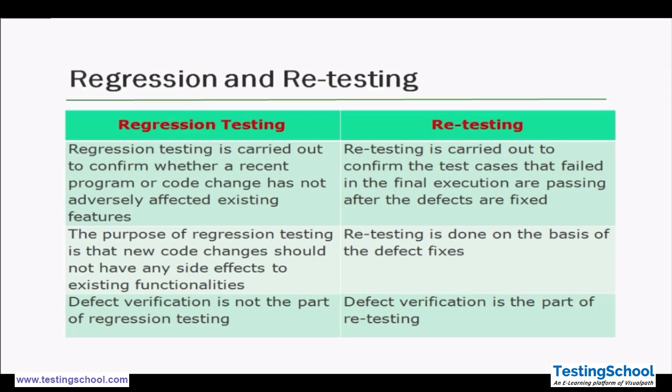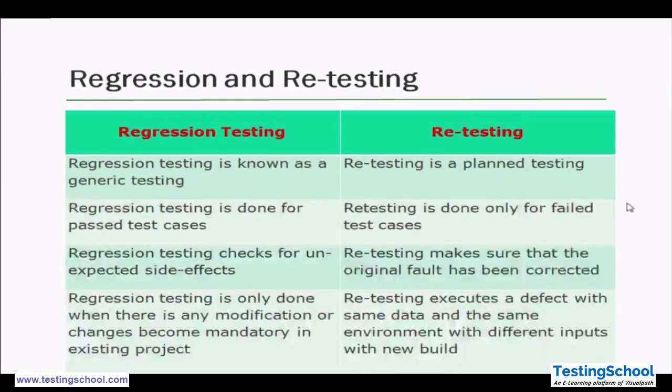The retesting is done on the basis of the defect fixes. The defect verification is not part of your regression testing, but the defect verification is part of your retesting. Regression testing is also known as generic testing, but retesting is planned testing. Regression testing is done with the past test cases, but the retesting is done only for the failed test cases. Regression testing checks for unexpected side effects. Retesting makes sure that the original fault has been corrected.